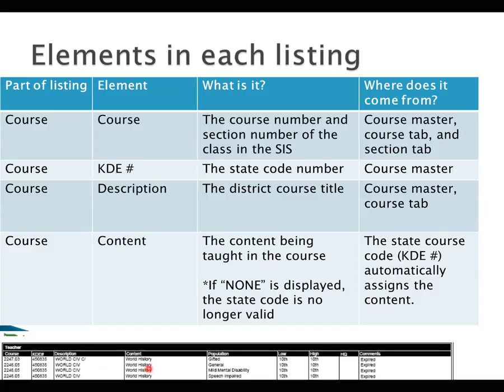The content is the content being taught in the course, and it is generated through the state course code number, or that KDE number. It automatically assigns the content for us. If you see none there, but look over and there is a KDE number, that KDE number is likely no longer valid. There are a couple of numbers that do require manual assignment of the content, but for the most part, if you see none, it is no longer a valid content area.